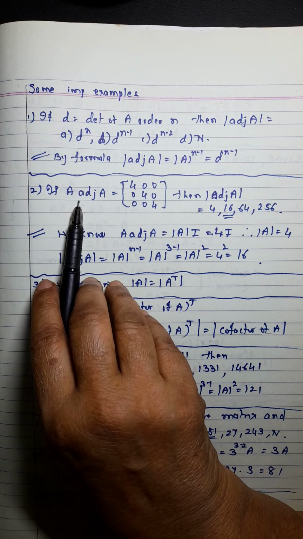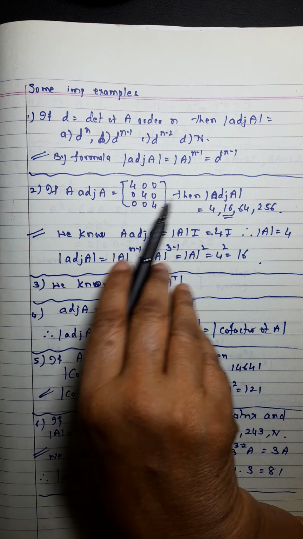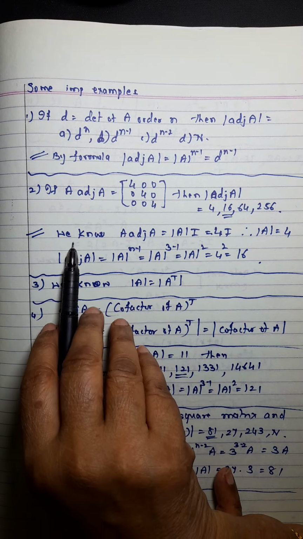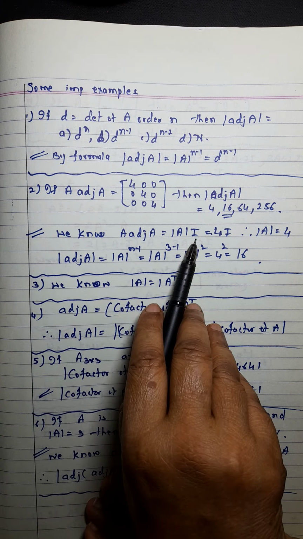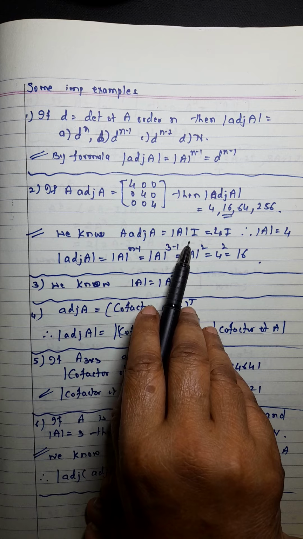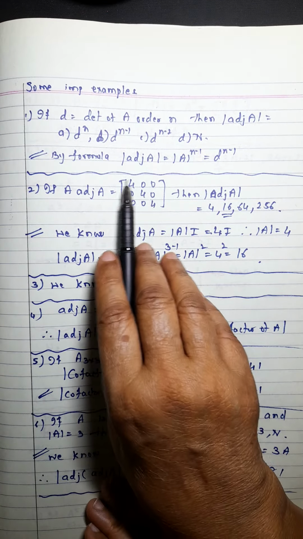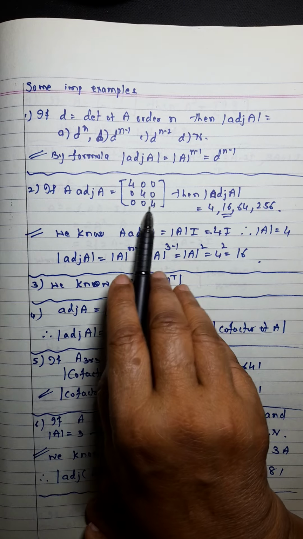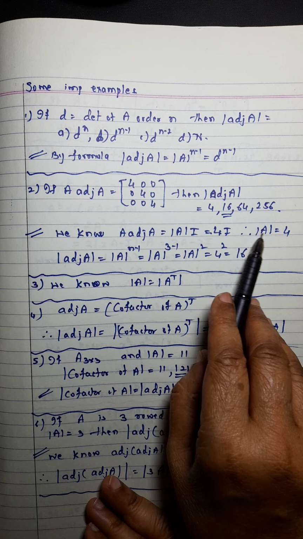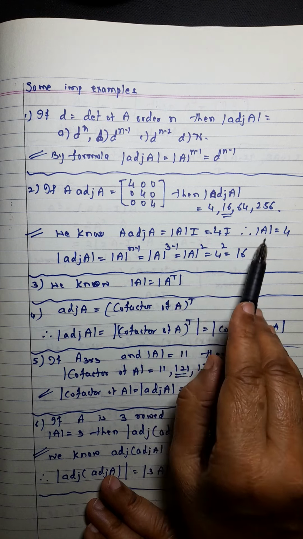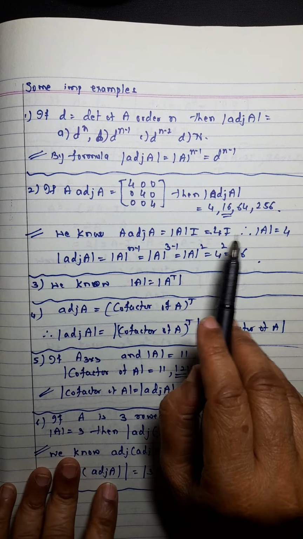This problem is also taken from a paper. A into adjoint of A is this. What is the determinant of adjoint of A? We know A into adjoint of A is determinant of A into I. This property I told you. So if I take 4 common here, this is a matrix. From all we have to take common, so it will come only once. So 4I. So determinant of A is 4. Here we got, this is a very important step, you should remember.